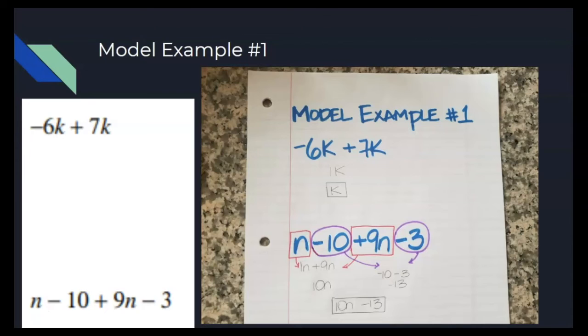Now remember that the 1 is understood to be in front of the variable, so normally when we write that answer, we would not write the 1, but we know that it's there. So the better answer, the more algebraic answer, would be just to write k.